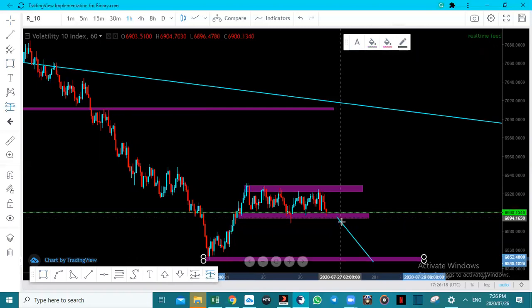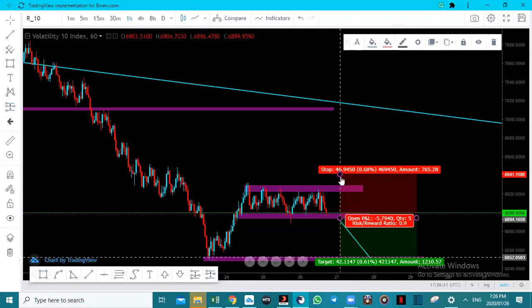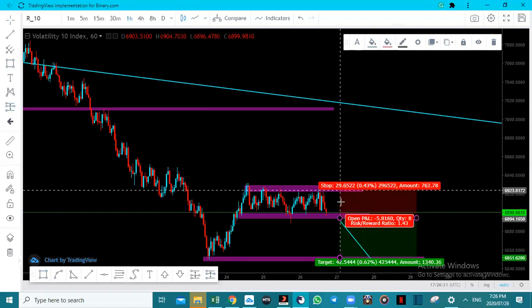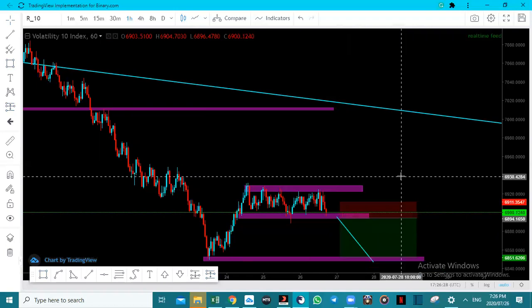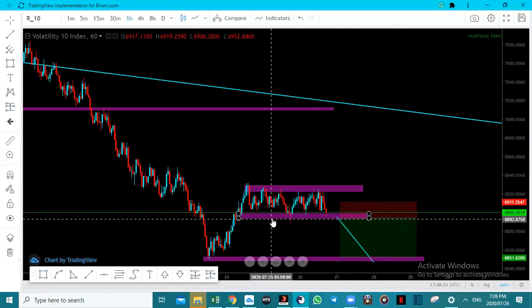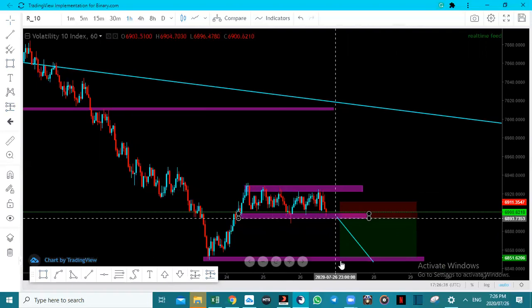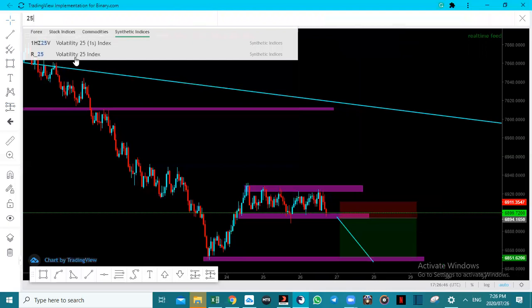If we are risking this breakout to the downside, okay, you only want to risk until the midpoint of the zone, then you know you're correct. So what we'll do is we'll have sell stop limits around this area. And then once price gets to this level, we're in the trade to the downside. So that's for volatility 10, guys. Let's go and see volatility 25. What's happening there?